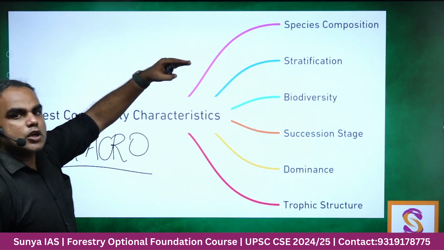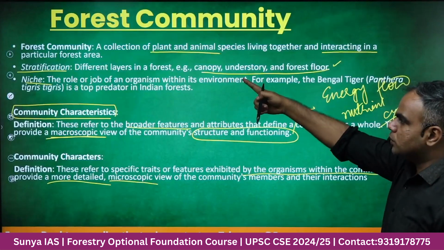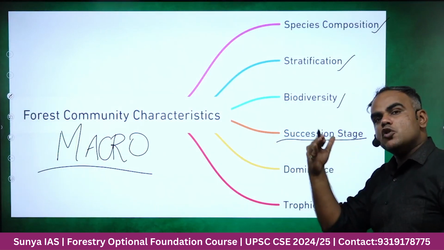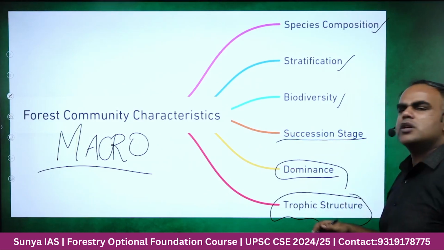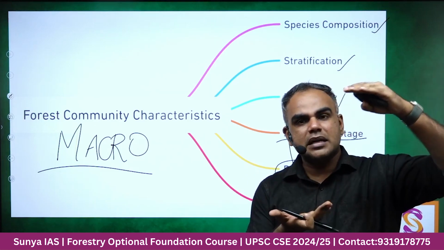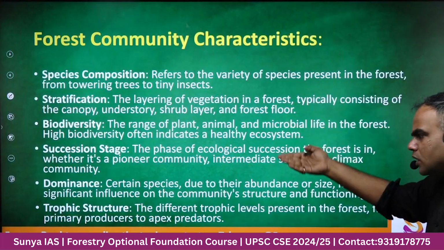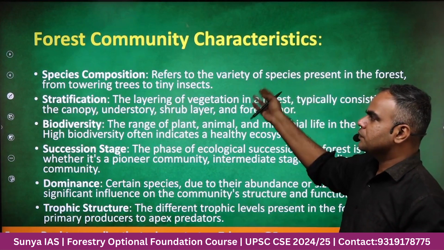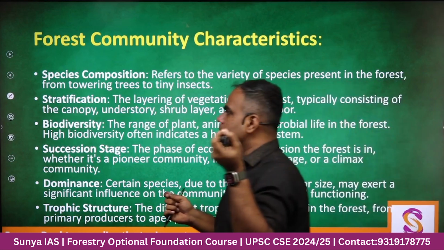You can talk about species composition, stratification, which I just told you, the level of biodiversity there, the stage of ecological succession, the dominance, and the trophic structure. What is trophic structure? Think about the different trophic levels in a food chain, in a pyramid, etc. We'll also talk about pyramids. So that is one. All these things are self-explanatory. So right from the type of species, you'll have tall trees, short trees, insects. So that is the species composition.